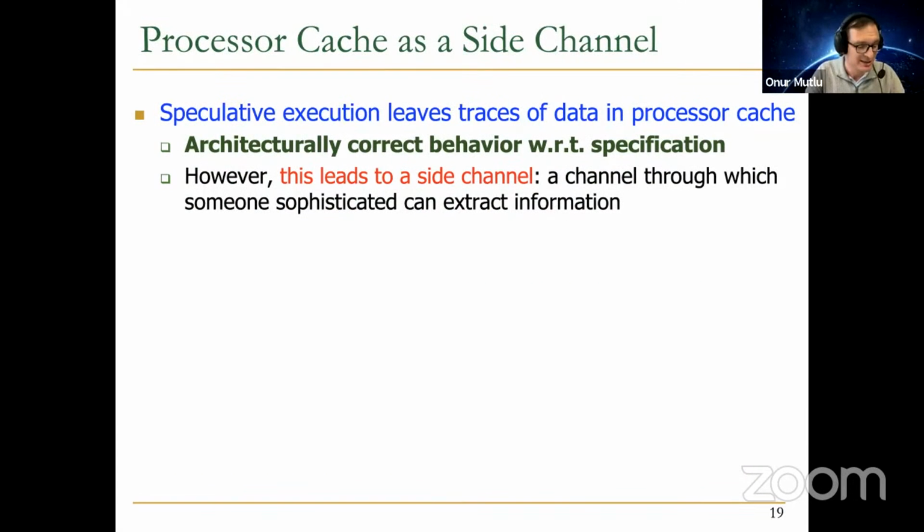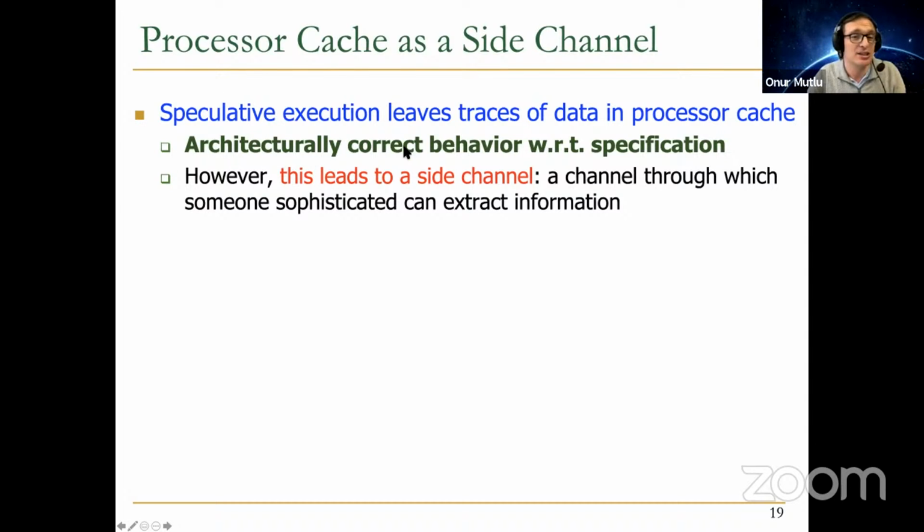So essentially, what Meltdown and Spectre do is treat the processor cache as a side channel. A side channel is essentially a channel through which someone sophisticated can extract information. It's not a direct channel. A direct channel means you expose this information to someone knowingly. With side channels, you expose this information unknowingly, and someone can actually take advantage of this information for their benefit, even though the information was exposed unknowingly.